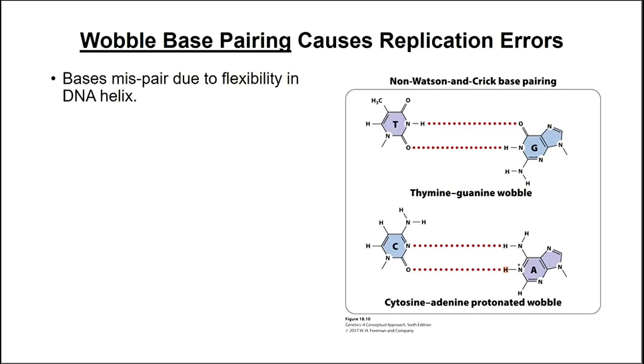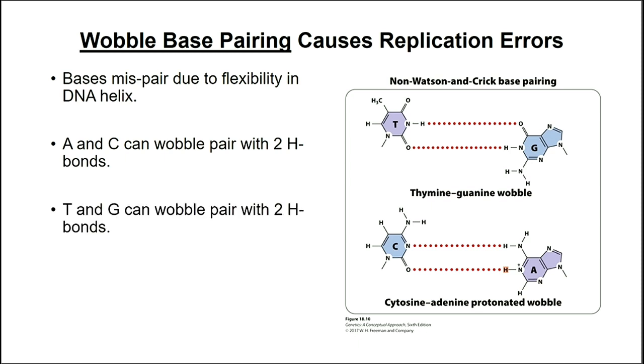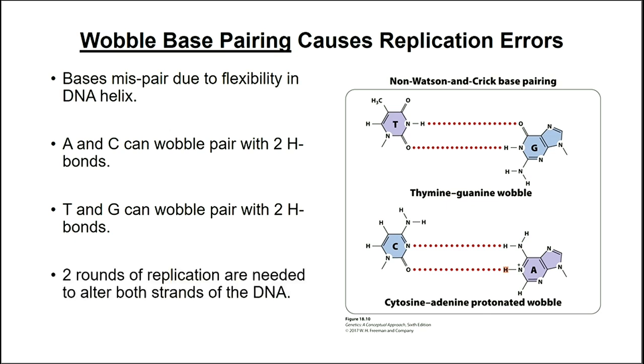Wobble base pairing also can cause replication errors. So if the DNA polymerase, instead of putting a G across from a C, puts an A, that's going to cause a problem. If instead of putting an A across from a T, it puts a G, that causes a problem. So again, after 2 rounds of replication, we're going to have a problem.